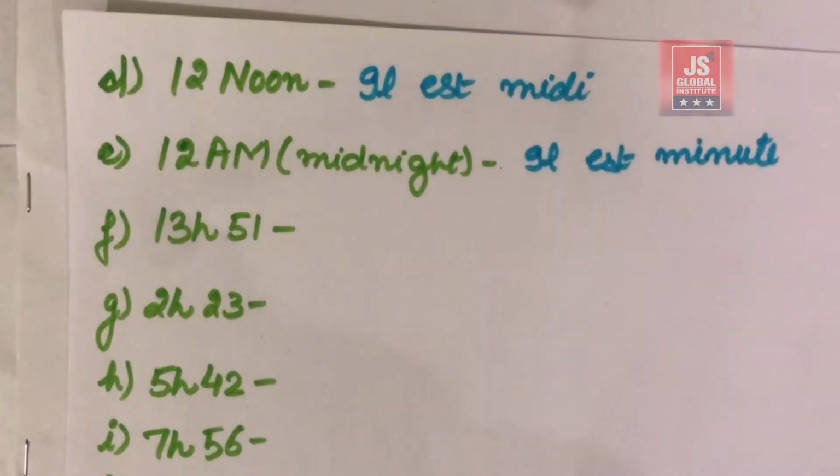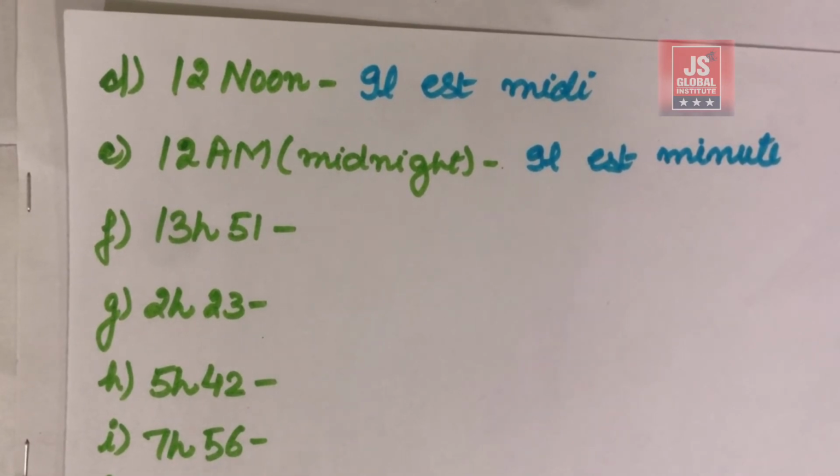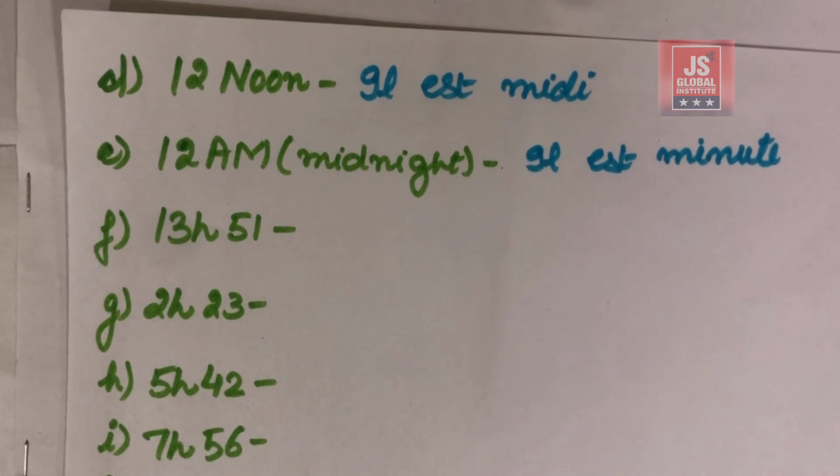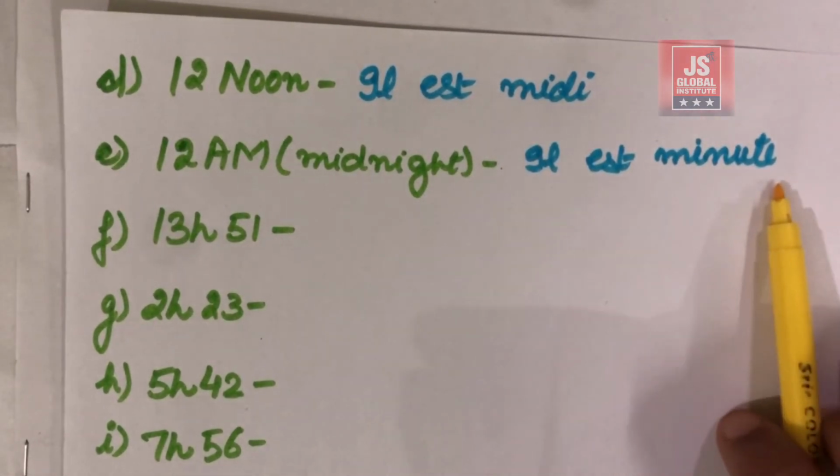As I already mentioned, 12 noon is known as midi. So if someone asks you what the time is in French, you can say il est midi. Similar is the case with midnight. So what is 12 a.m. or midnight called in French? It is known as il est minuit.